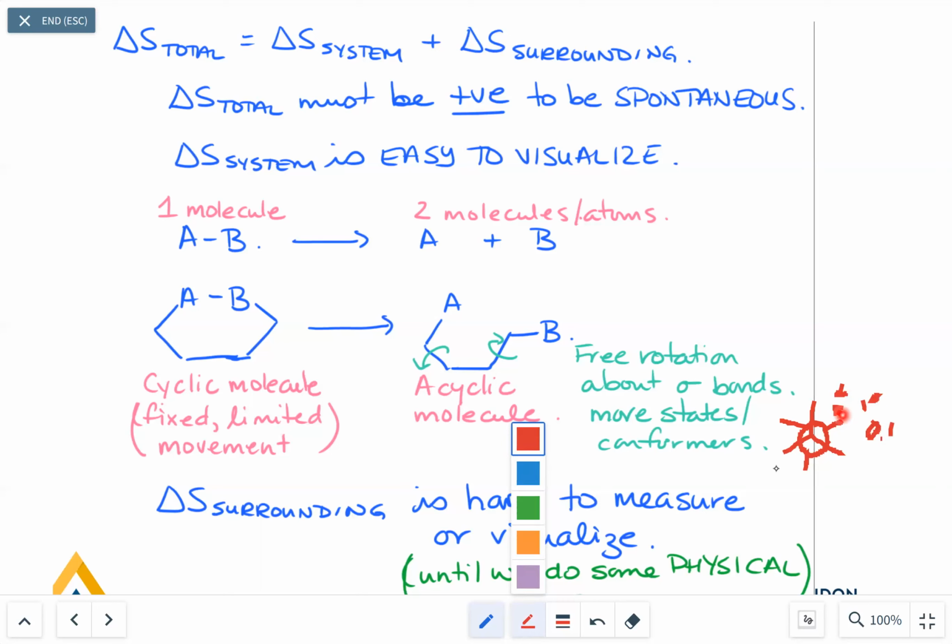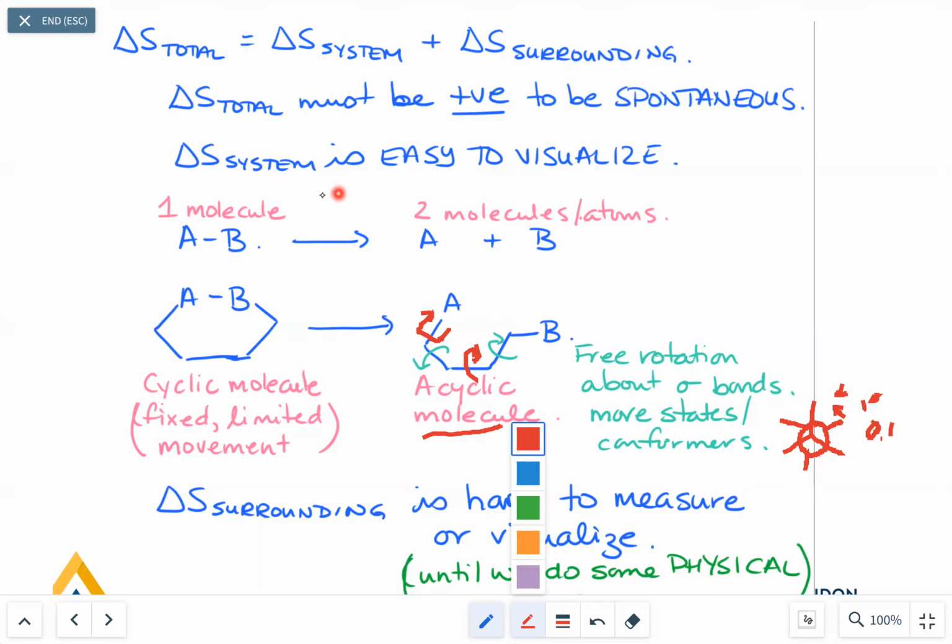So there's basically an infinite number of possibilities of how you draw, like rotate this through any of these bonds, and each bond could actually technically be rotated through. So there's way more possible states in an acyclic molecule than a cyclic molecule.